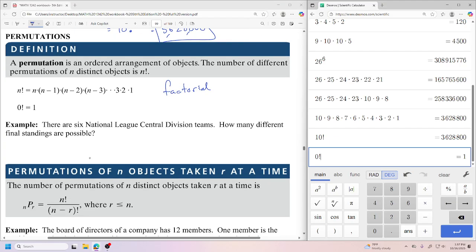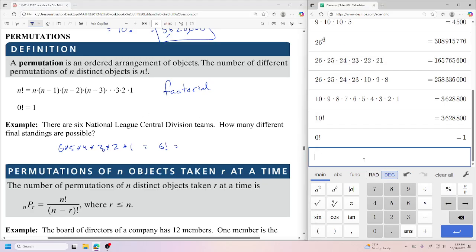Okay, so let's use this same idea. It says 6 different teams. How many different ways to rearrange them? So we got 6, 5, 4, 3, 2, 1. Instead of having to do it so manually, we can use what instead now? 6! Thank you. That was great.